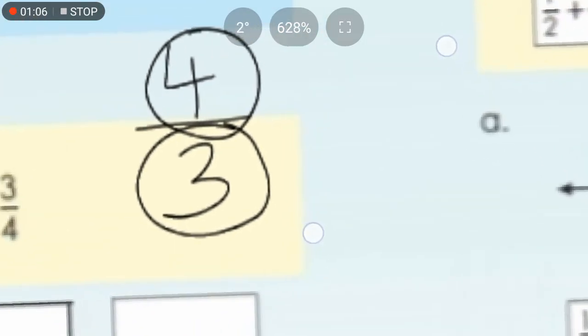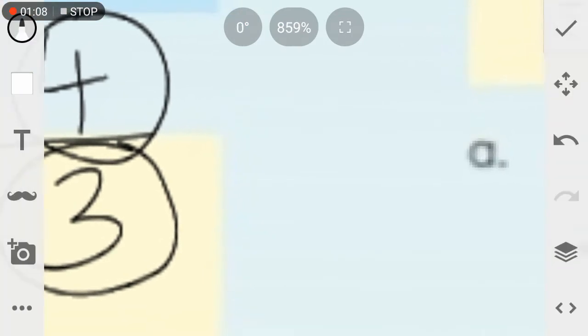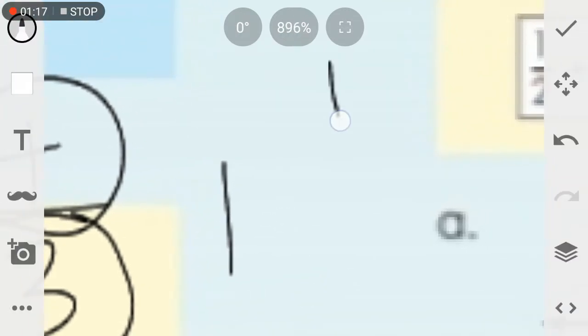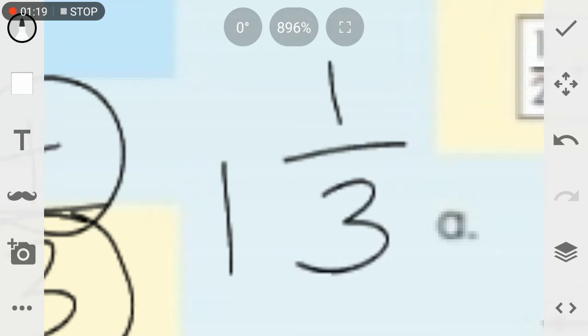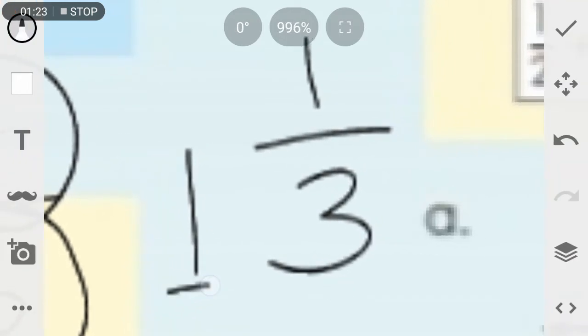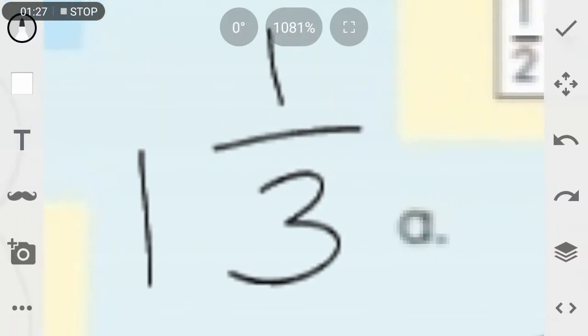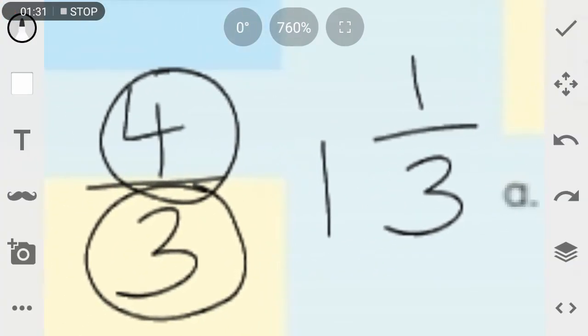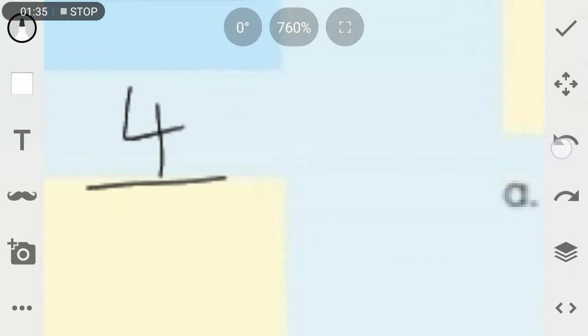Then we have this type here, where we have a whole number and a fraction. Now, because it consists of a whole number and a fraction, this is called a mixed fraction. Now, what you need to know is that improper fractions can be converted into mixed fractions.